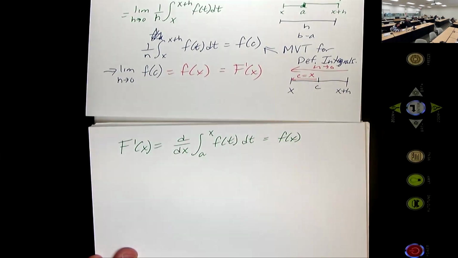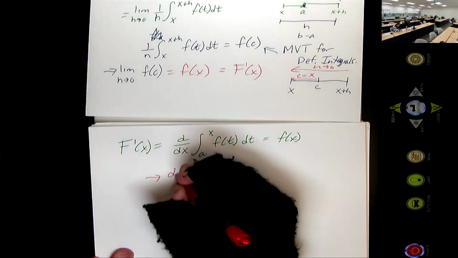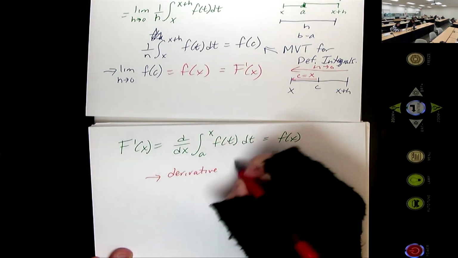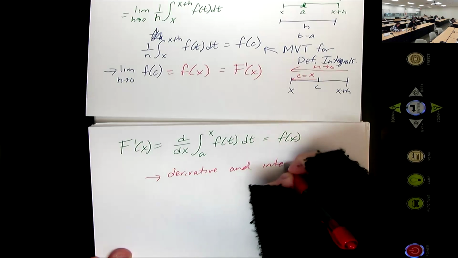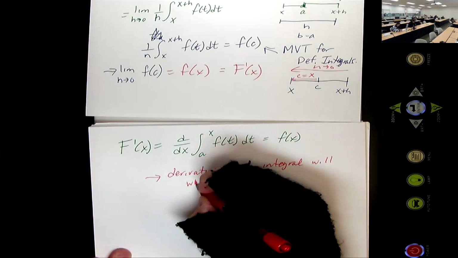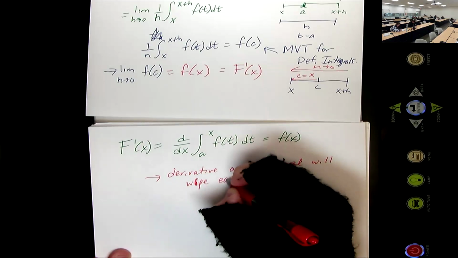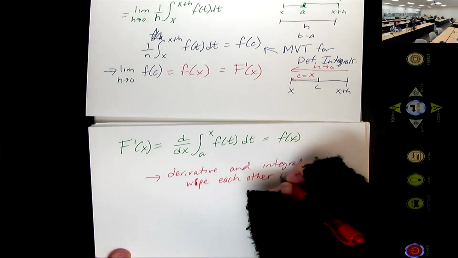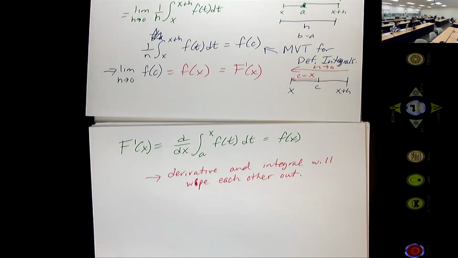This is kind of saying the derivative and the integral will wipe each other out. That's a handy idea, which makes sense. If we take the derivative and then we integrate, we should get right back to where we started. They should cancel each other. Does that make sense?